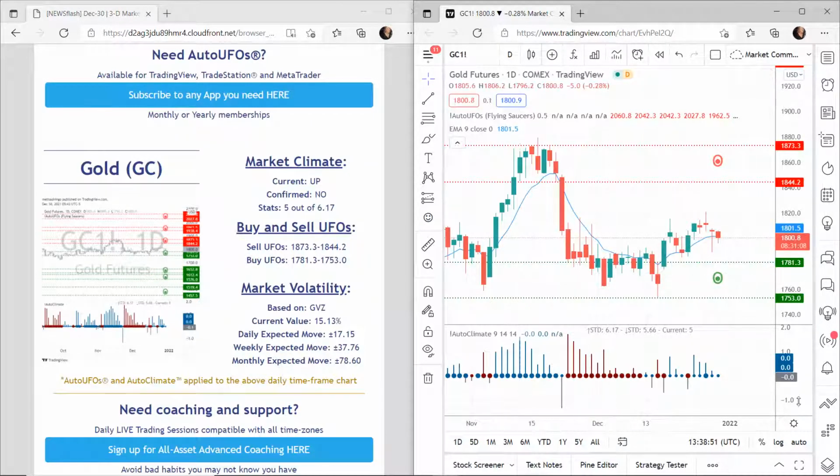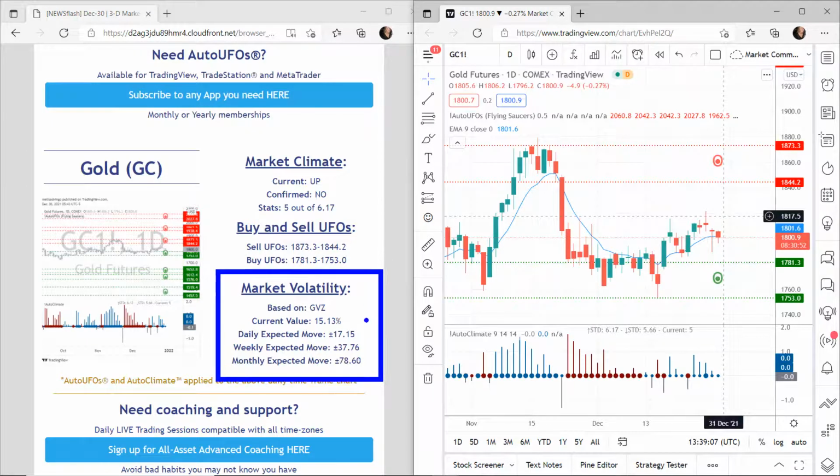Okay, coming back to the market, which is gold, we have a thin dot here. That tells us not enough probability either way. No point doing anything. Now, we do have buyers down here at 1781.3 to 1753, I think that is. And we have sellers up here at 1873.3 to 1844.2. We're here, so slightly closer to the buyers, but overall unlikely that we'd see them have any impact today, and the climate's not sure what it's doing, so no point doing anything. Change time frame, change markets.